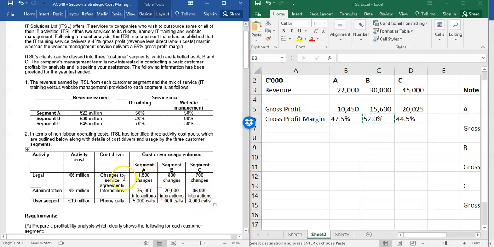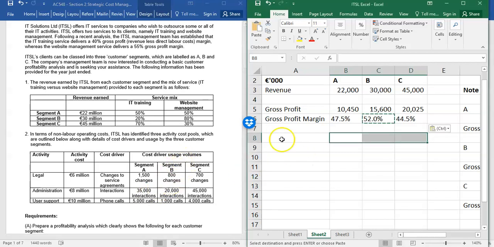And you can see here, legal, segment A uses an awful lot of changes. Admin, segment C uses a lot of interactions, but segment A is not too far behind. And then segment A uses a huge amount of phone calls as well. So it seems to be very resource intensive. Therefore, under activity-based costing, it should get allocated more of the cost or more of the overhead. So what we're going to call this then is your non-labor costs.